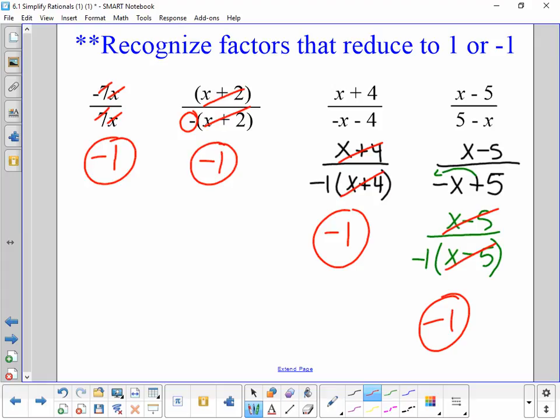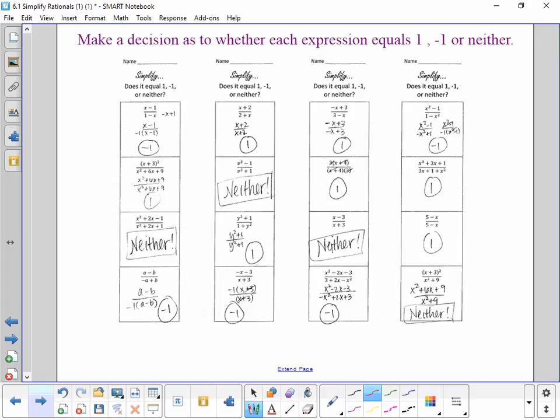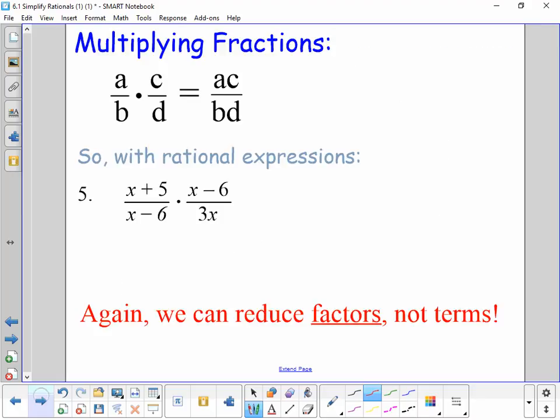I have a couple for you to try. Hopefully I brought it around to you if you're in class. And here's the solutions for that. Anyways, it's really, really good to notice when things reduce to negative 1 or positive 1.